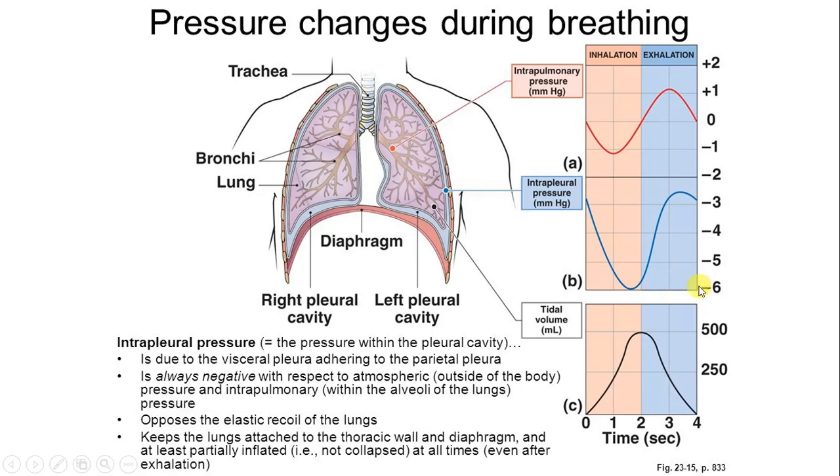And this -6 pressure causes further expansion of the lung tissue, creating a sucking of air from the trachea, bronchi, and bronchioles into the alveoli. Because this negative pressure, -6, will cause further expansion of the lungs.